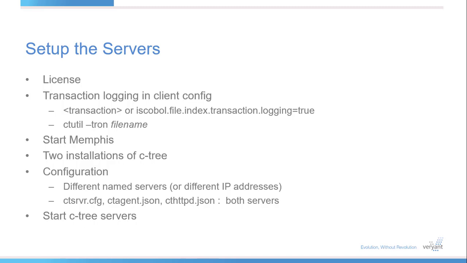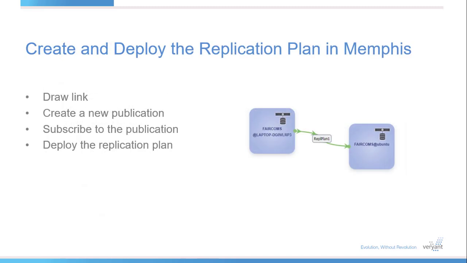The first step is to start the Replication Manager, Memphis. You'll also need c-tree with data replication installed in two different places, usually on two different servers. And then you set up the configuration for each of your c-tree services, your production and your replication, and you start them. Then you run Memphis in a browser.